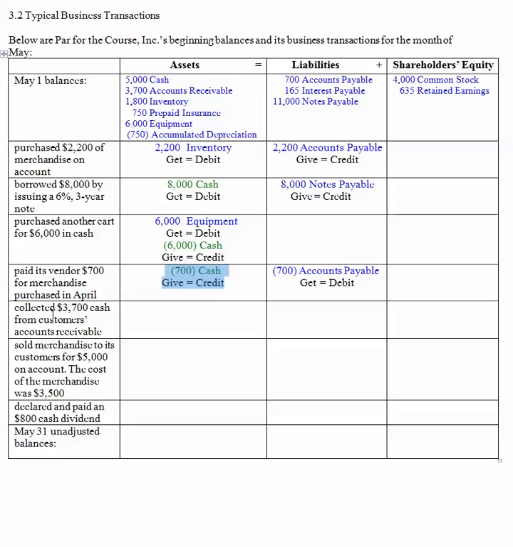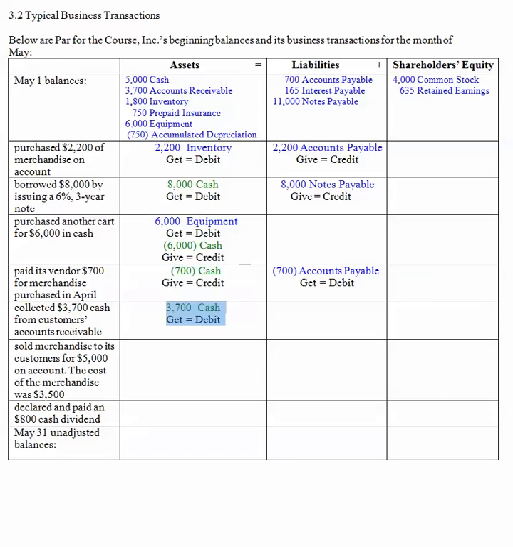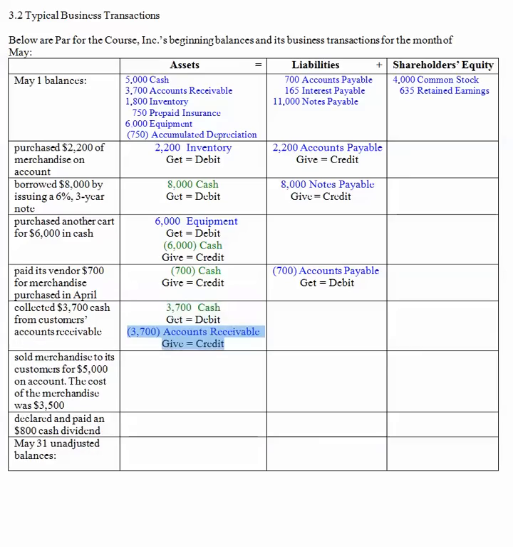In this next one, we're collecting $3,700 in cash, so we're getting cash, so that's what we'll debit. What you gave up in exchange was an account receivable. If you look back up at the top here, you can see they had amounts that the customers owe Par for the Course, so they're now getting that cash, so they no longer have that asset. So here again, we're exchanging one asset for another.